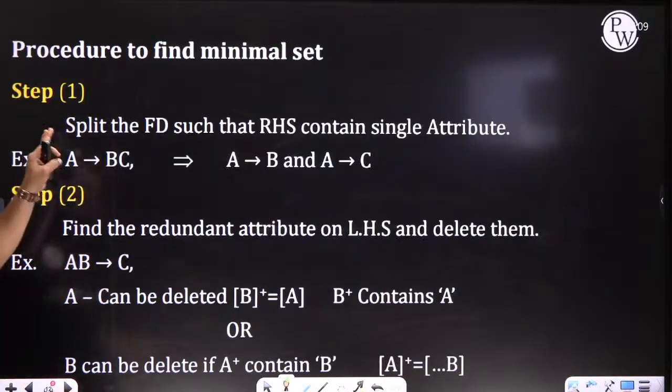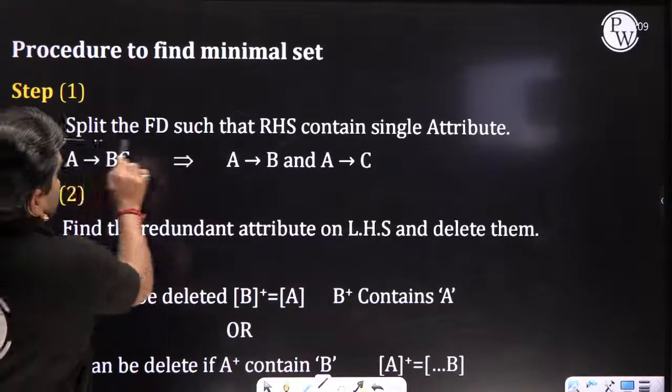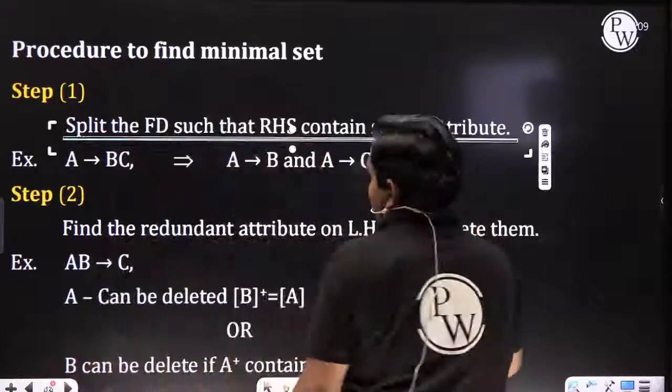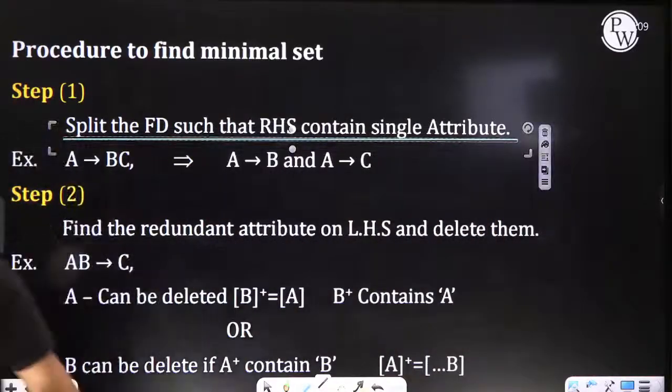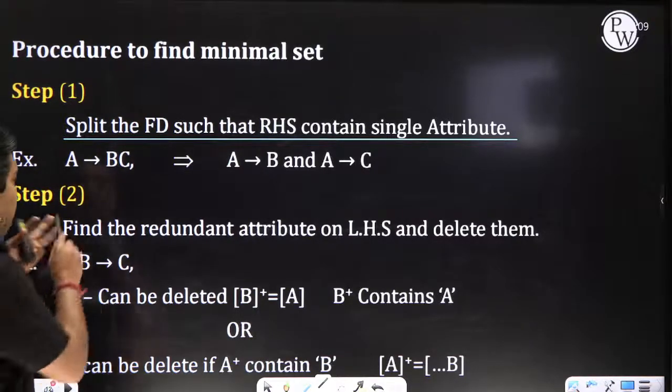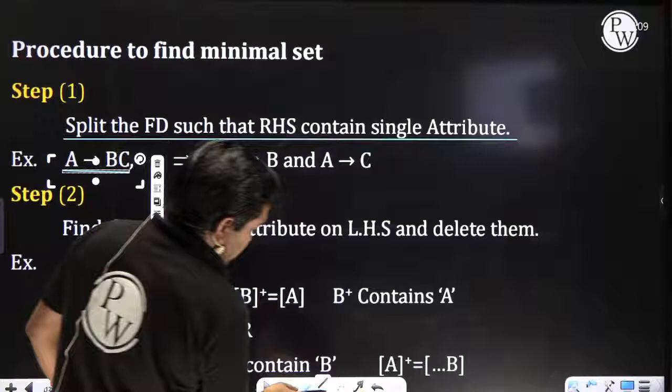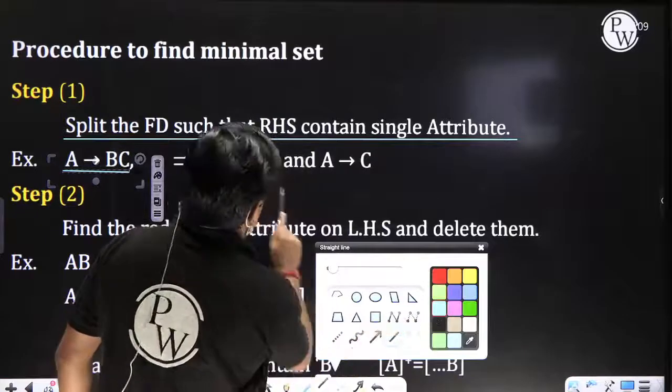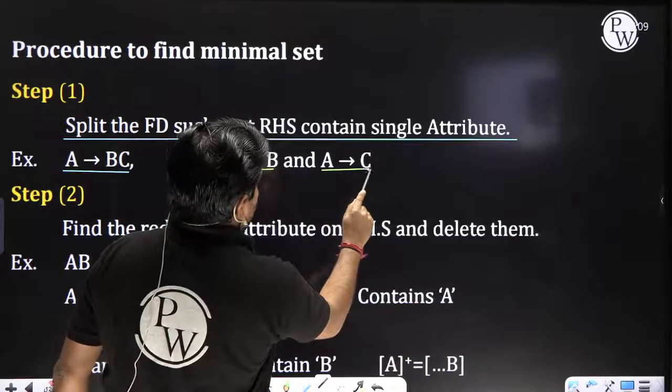Like here, step number 1, it is mentioned. Treat the FD such that the RHS contains a single attribute. RHS contains a single attribute, my dear. Like here, A to B and A to C.